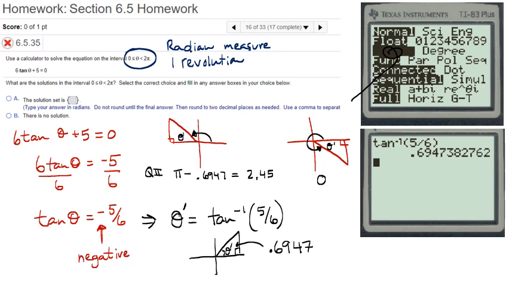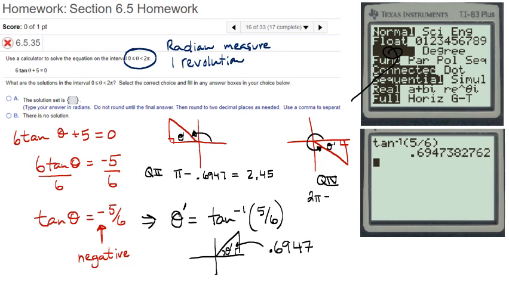So in quadrant 2, what you do is take the reference angle and subtract it from pi. In quadrant 3, what we do is we take pi and add the reference angle. In quadrant 4, we subtract it from 4 pi. So notice there's my reference angle.